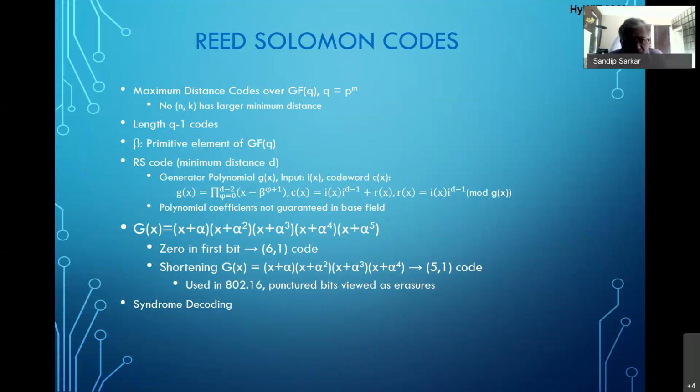The Reed-Solomon code of minimum distance d is given by a certain generator polynomial that I've written. The polynomial coefficients in general are not guaranteed to be in the base field if you do this. However, if you look at the code used in CDMA2000 and WCDMA, which is what I have shown, you can actually choose your polynomial in such a way that the coefficients do lie in the base field, which helps in some decoding algorithms. Just efficiency.